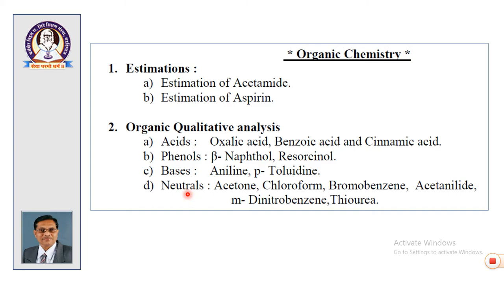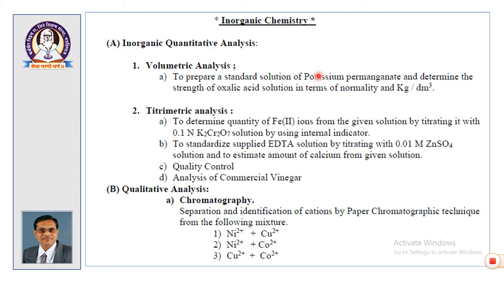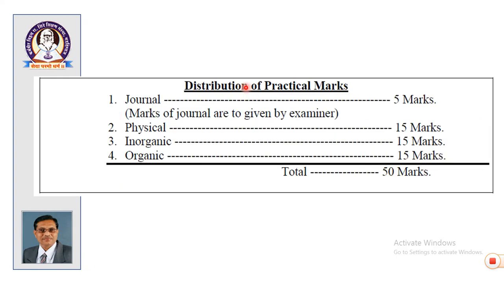So, there are 4 types of compounds: acids, phenols, basic compounds and neutrals. So, this is the list of the compounds which are to be studied and which are to be analyzed in the practical. Then in inorganic chemistry, there is volumetric analysis, there is a titrimetric analysis, there is a section of chromatography. Okay. So, these 3 sections, 3 types of experiments are there in inorganic chemistry.